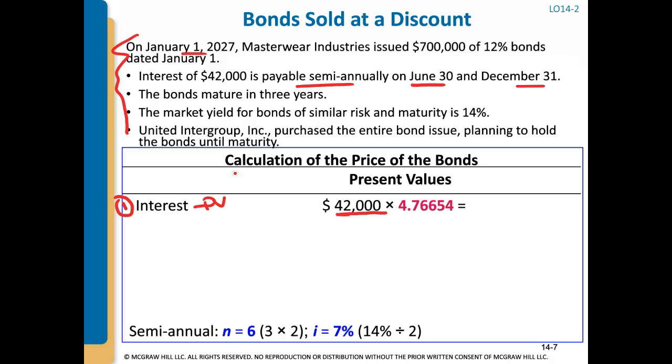So this is an ordinary annuity payment because it's paid at the end of the periods. You don't get an interest payment on January 1, 2027. So you're going to look for the present value table with n equals 6, because there are 6 payments, because the bond is for 3 years and each interest payment is paid out twice a year. So you have 6 payments for this bond.